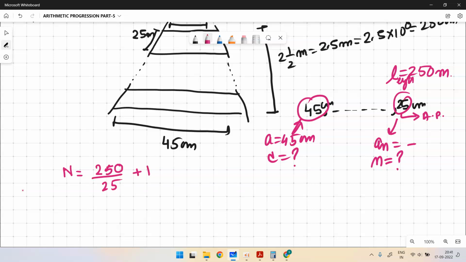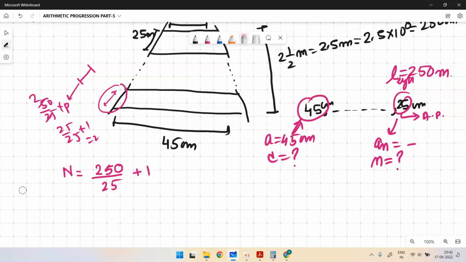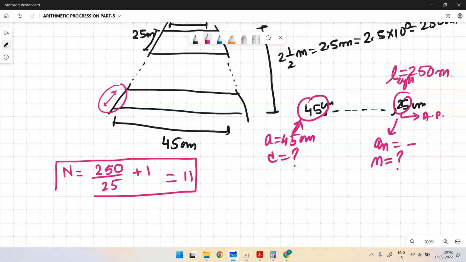Why am I writing plus 1? Because for 25 centimeters there will be 2 rungs, then for 50 there will be 3, that is 50 by 25 plus 1, which is 3, and for 25 it is 25 by 25 plus 1, which is 2. So the logic of this formula is clear. Ultimately this will be 10 plus 1, so the total value is 11 rungs. So the value of n is 11.